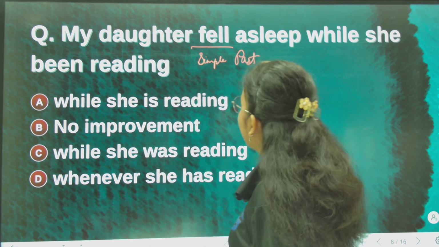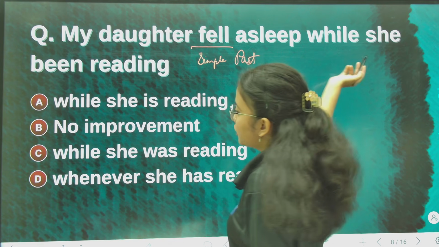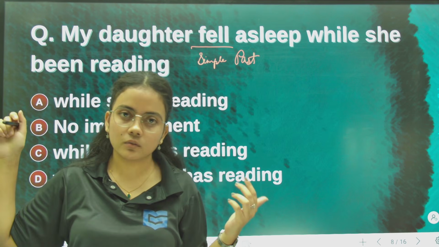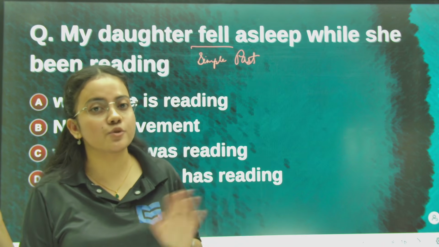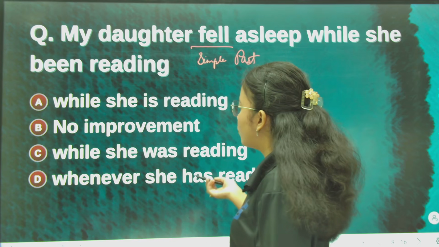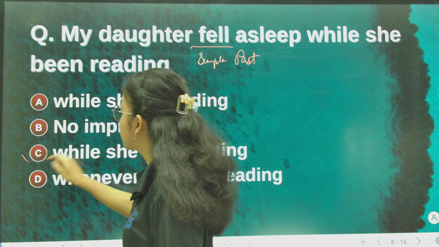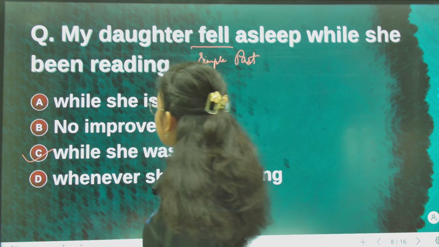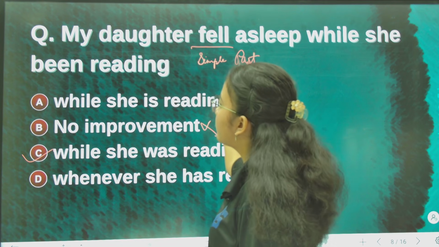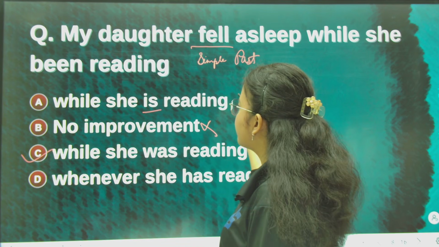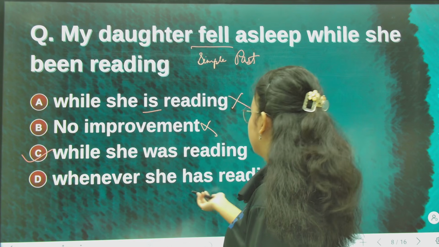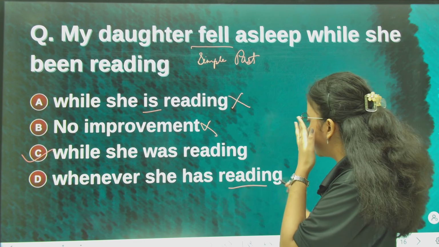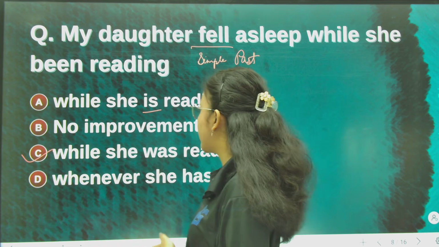So my daughter fell asleep, simple past, while she was reading, an ongoing action in the past. Singular noun takes was: while she was reading. This will be the correct answer. No improvement is not correct because the statement is wrong. While she is reading is not right because the context is past, and is itself means present. While she has reading is also wrong, because has would need a past participle. So the correct statement is while she was reading.